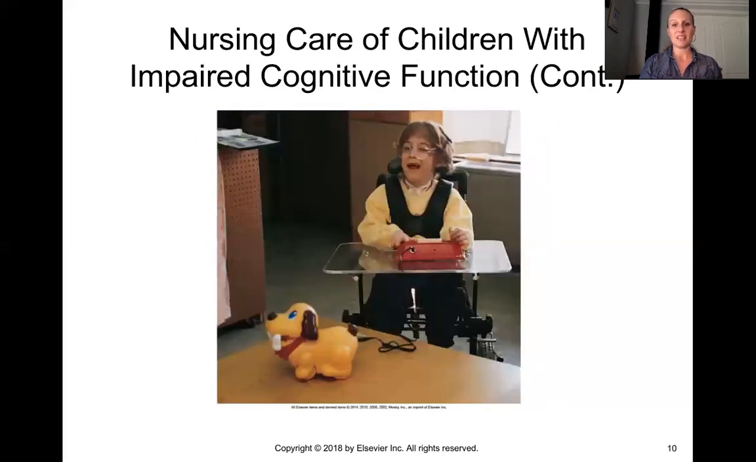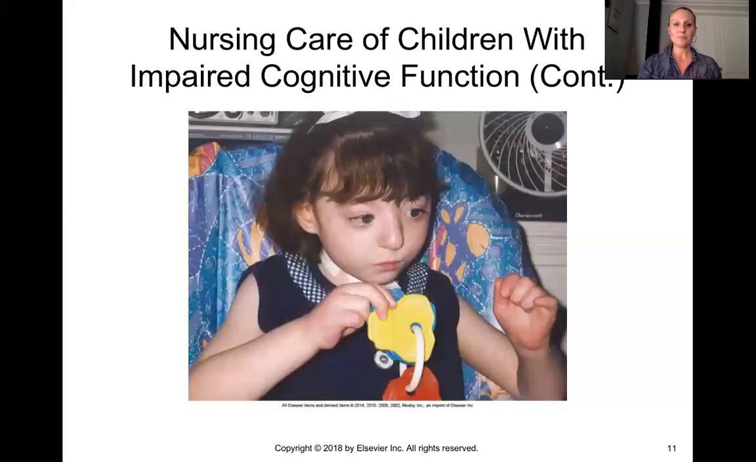And then this is an example of a child playing. She's playing with an electronic dog, and she's able to push the button to make the dog move and bark. So it's an example of allowing a child with cognitive impairment to play at somewhat of the same level. And then this is play as well. We're utilizing a favorite toy for stimulation here.